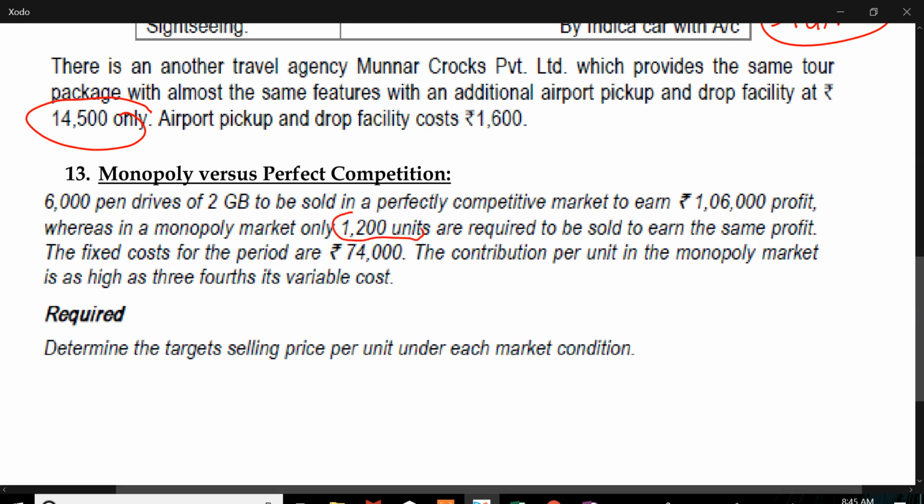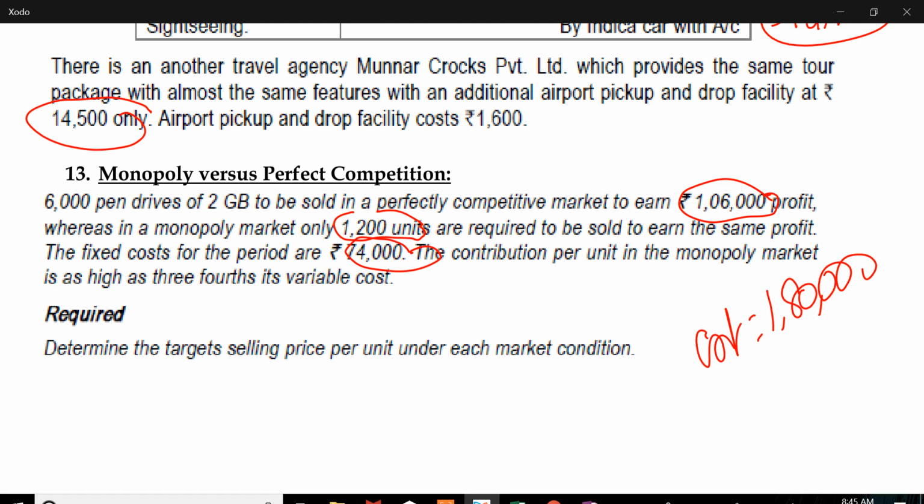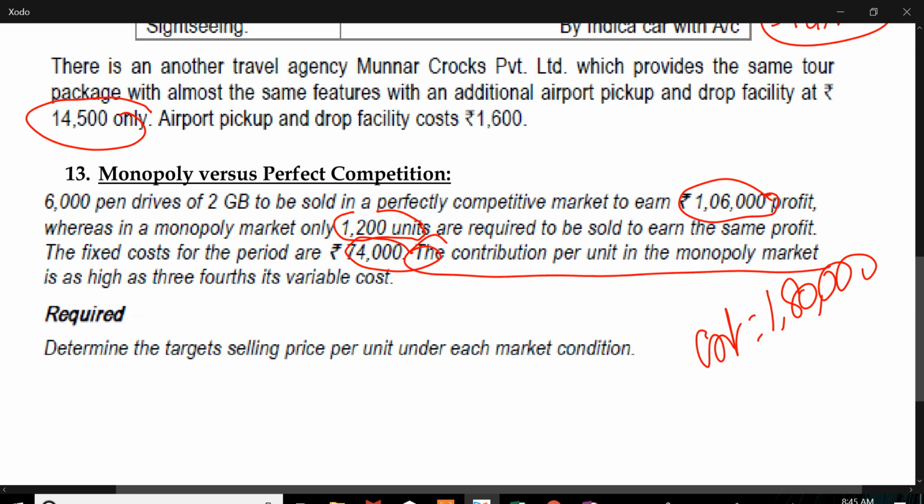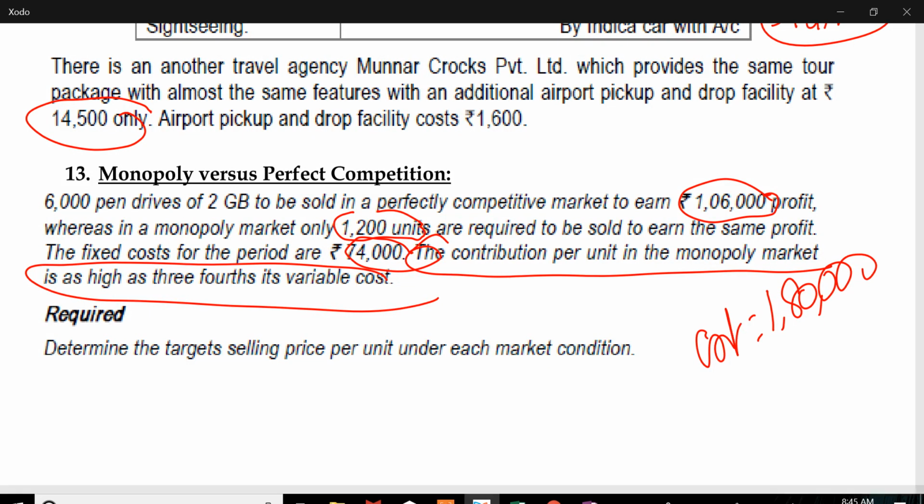Monopoly: 1,200 units gives you a profit of 1,06,000. Fixed cost is 74,000, which will tell me what the contribution is. Contribution is going to be 1,80,000. With that, I'll get the contribution per unit, and this line will tell you the selling price. Working note 1, calculation of selling price under monopoly.